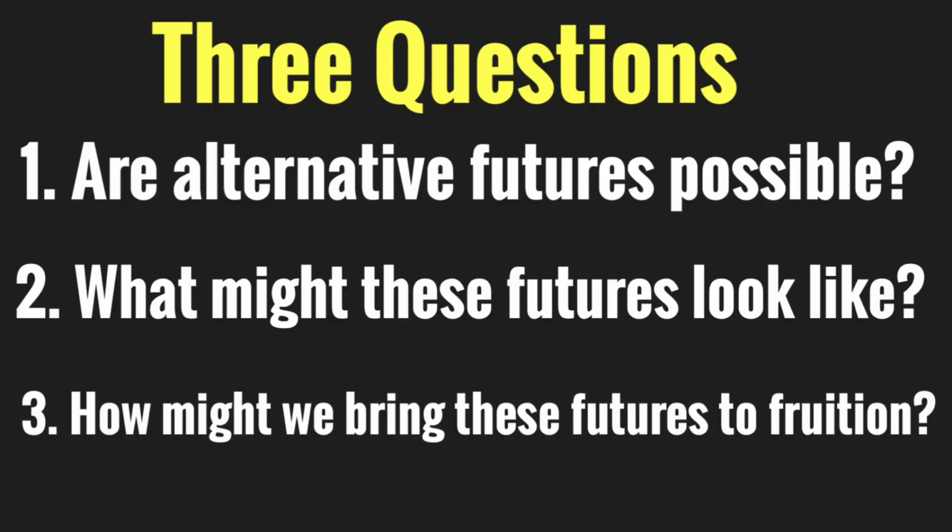So against that imperative, there are three questions that come to everyone's mind, but which the authors articulate. And those questions are: are alternative futures possible, alternatives to the current regime of neoliberalism? What might these futures look like? And how might we bring these futures to fruition? These are the three questions that are addressed in this chapter, not answered.